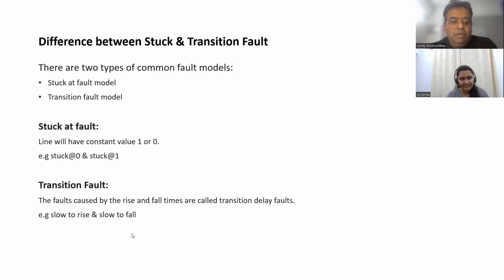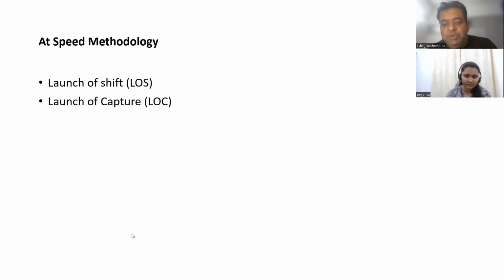Sure. So, viewers, we have understood why at-speed testing is required, and we have understood the common difference between the stuck-at fault model and the transition fault model. So now I think my next question would be about the at-speed methodology.